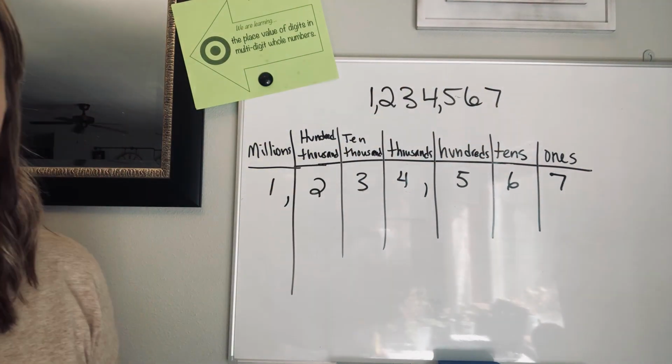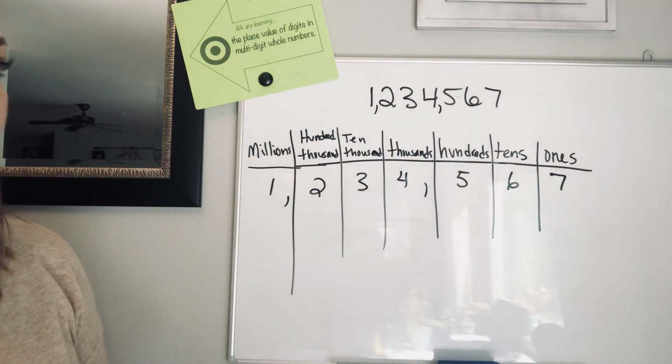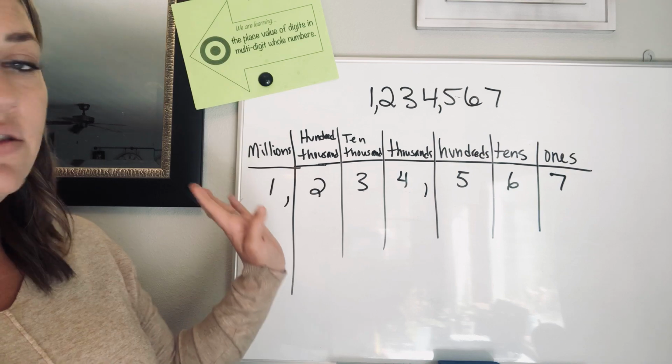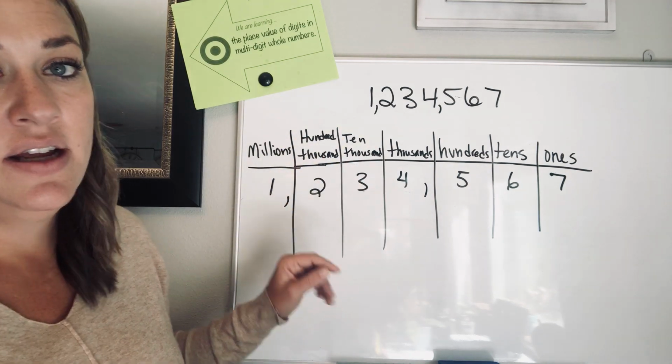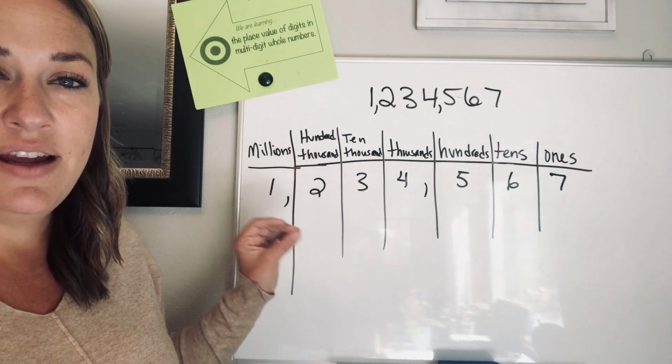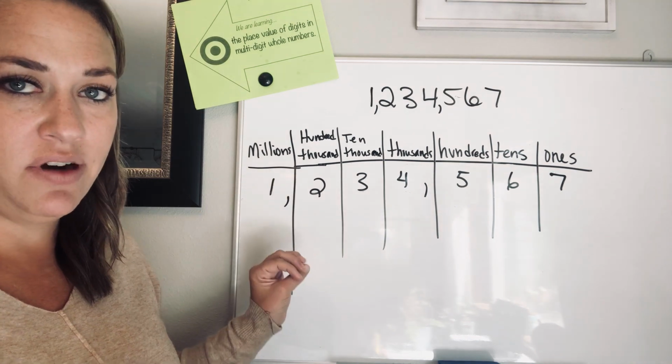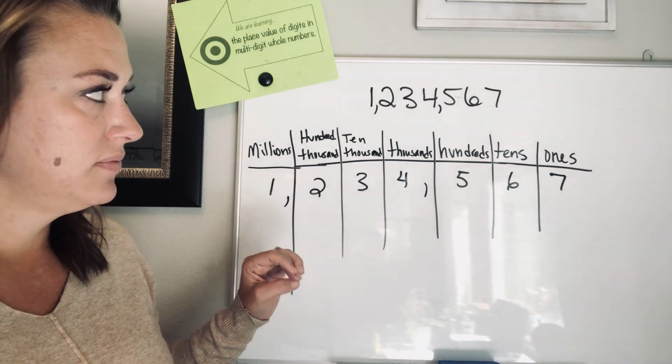234,567. Looking at that without the commas, it looks like I'm just putting numbers in order. As soon as we put those commas in there, it makes it a large number with value. Okay?